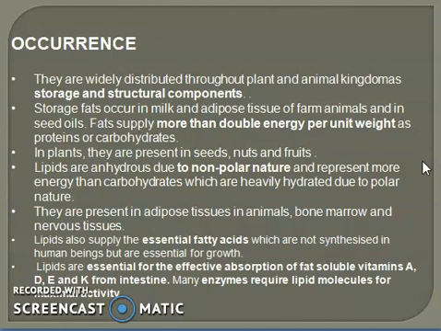Fats supply more than double the energy per unit of protein or carbohydrate. Protein and carbohydrate give you 4 kilocalories, whereas fat gives 9 kilocalories. Okay. In plants they are universally present, but a higher amount is found in nuts, seeds, and certain foods too.